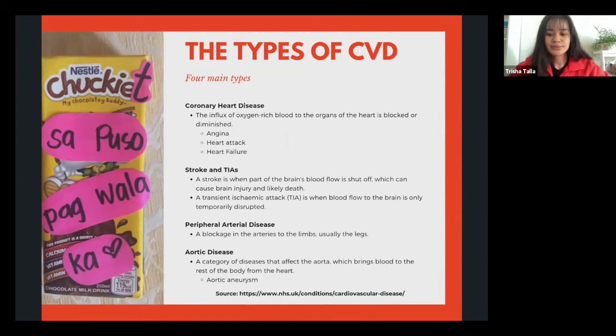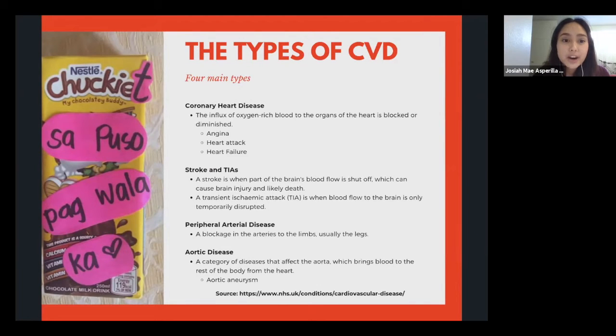So we're going to transition to the different types of CVD. So there are actually many different types of CVD, but the four main types are coronary heart disease, stroke and TIAs, peripheral arterial disease, and aortic disease. So coronary heart disease is when the influx of oxygen-rich blood to the organs of the heart is blocked or diminished. So what usually causes a blockage of the heart is consuming a lot of fatty foods and foods that are high in cholesterol. So the term for the buildup of fats and cholesterol is arteriosclerosis. And when you break that down, sclerosis is the hardening and artero is the yellowish plaque. So it's the yellowish hardening of the artery walls.